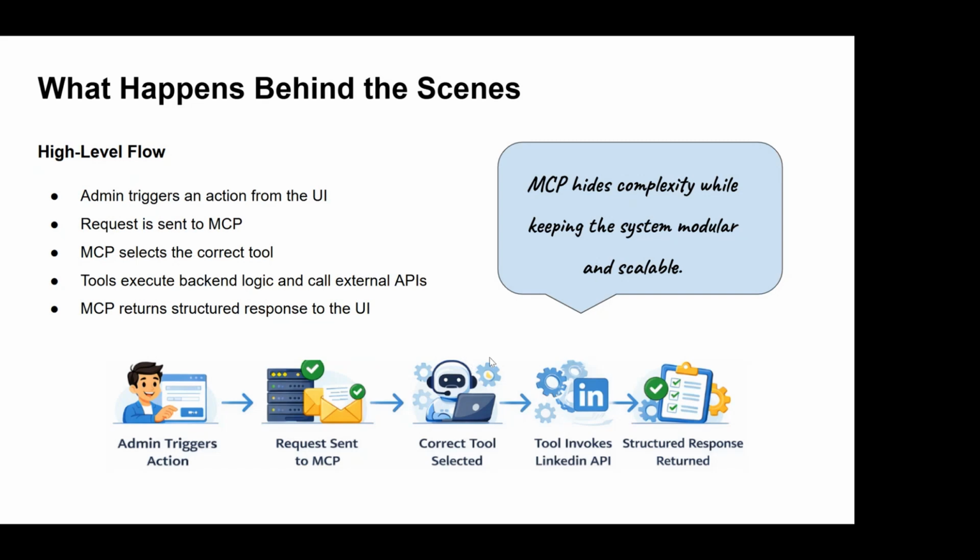To perform any task, there are publicly available APIs for some of the things. For some platforms, we have to request access. So the tool is going to invoke the LinkedIn API. And then after performing the whole task, MCP will return a structured response to the user. For example, if the post creation is done successfully, then it will return the post ID and also a response like successful. This is the high level overview of what MCP does.